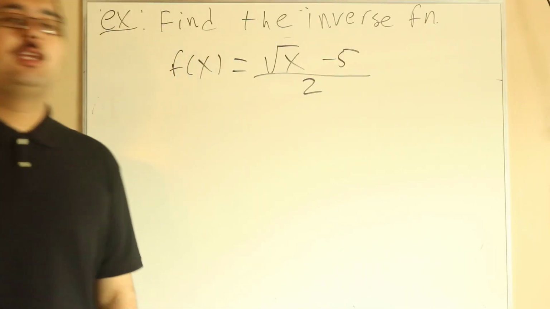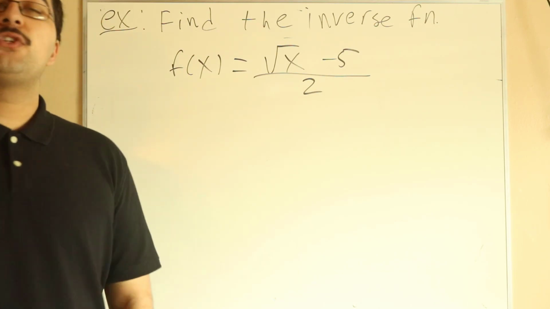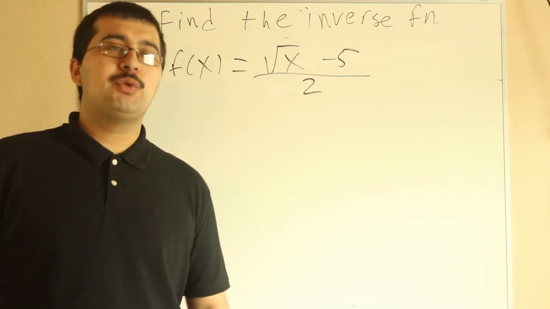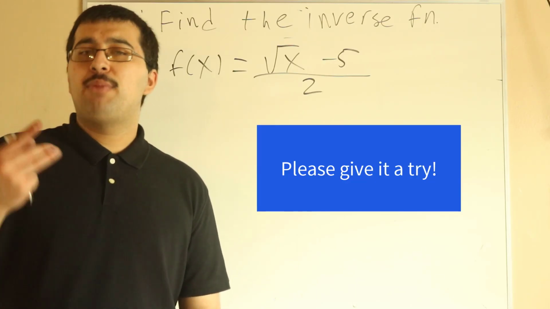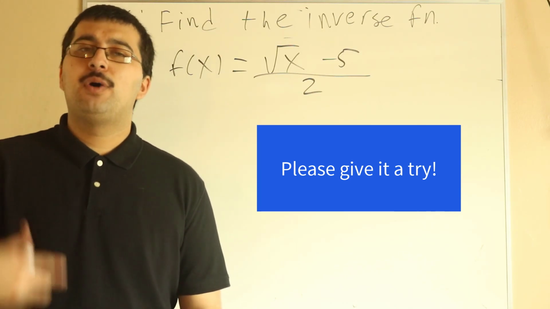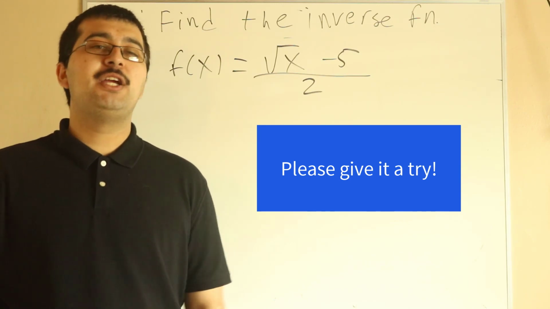Okay, so let's go ahead and consider this next example. Again, we'll find the inverse of f of x equals the square root of x minus 5, divided by 2. And again, this one's going to be one where you get your hands dirty. So go ahead, pause the video at this point, work through this problem, see if you can get an answer, and then after you unpause, I'm simply going to write the answer I got, and we'll compare. So pause the video now.